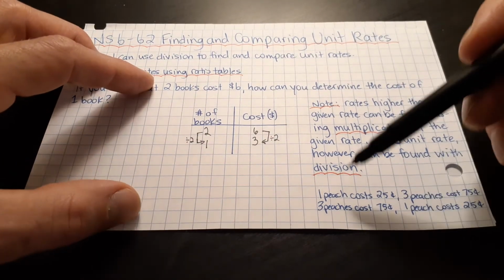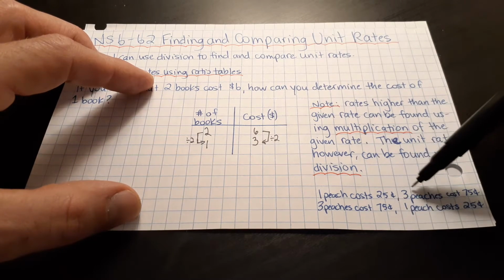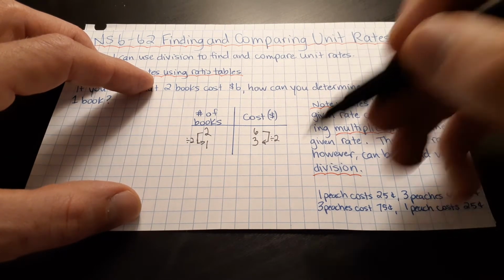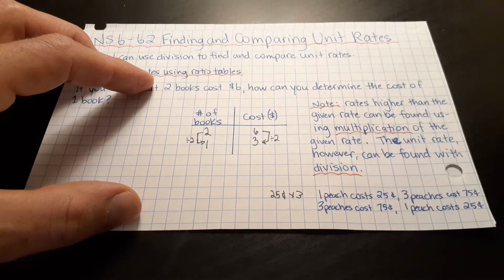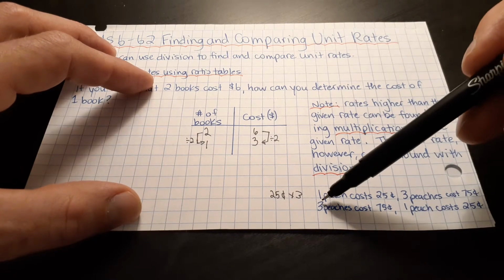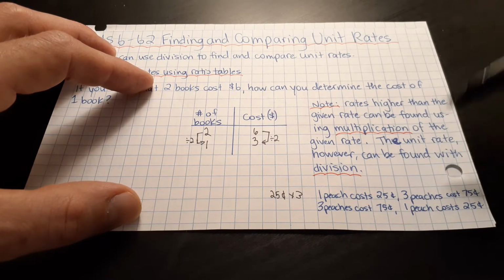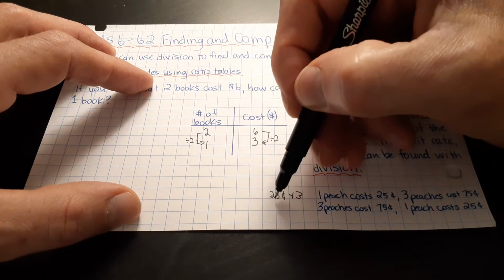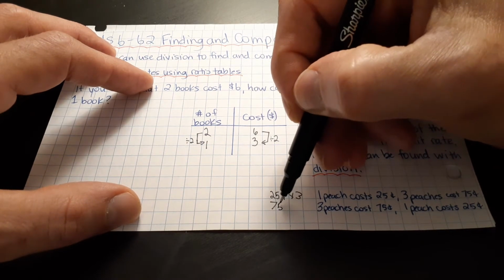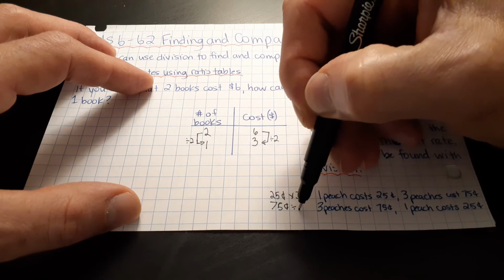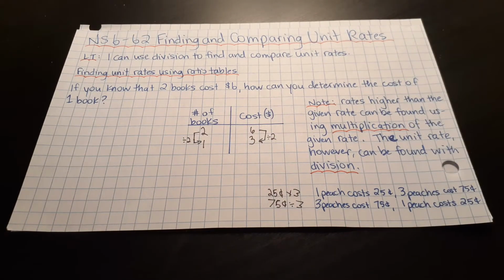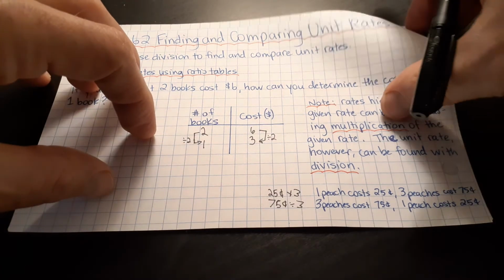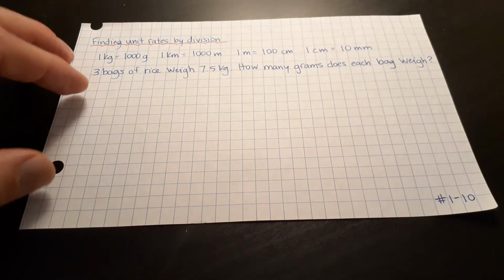For example, if 1 peach costs 25 cents, 3 peaches would cost 75 cents, right? That would be 25 cents times 3. If I go the other way, though, 3 peaches cost 75 cents, 1 peach would cost 25 cents, right? Because I would take my 75 cents and divide by 3. So just be aware of that as we're finding unit rates. We're typically going to be using division in this one. Not always, but generally speaking.